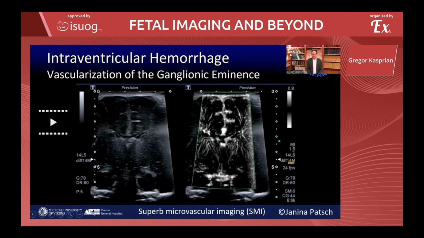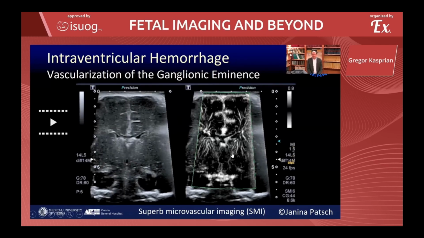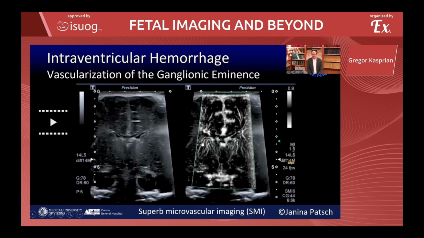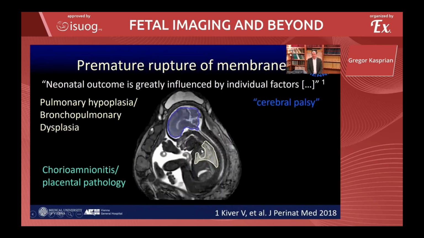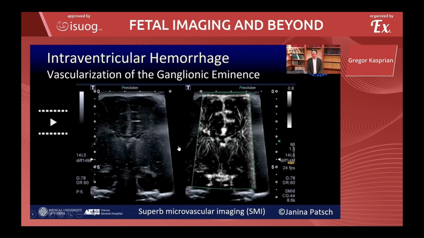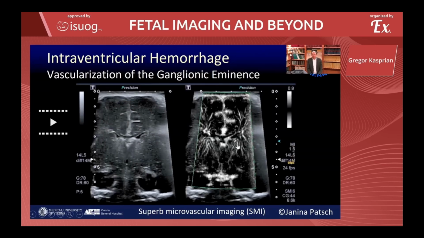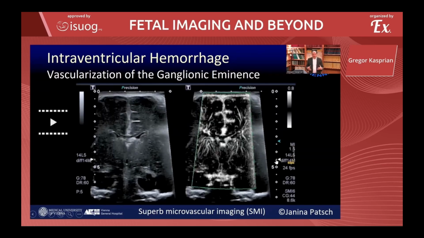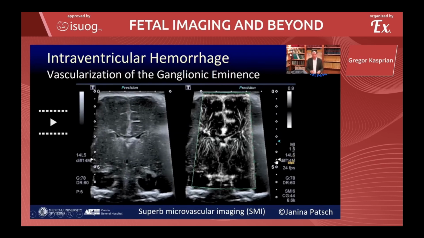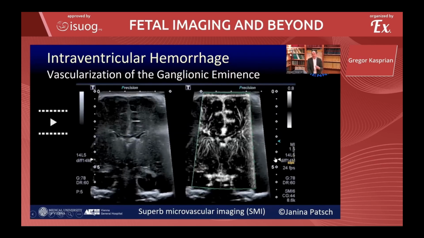This is a technique called superb microvascular imaging, which she applied on a neonatal brain, a preterm brain. And what you see here is how intensely vascularized the ganglionic eminence is as a structure. And that is also the reason why it is so delicate and so perceptive to hemorrhages.